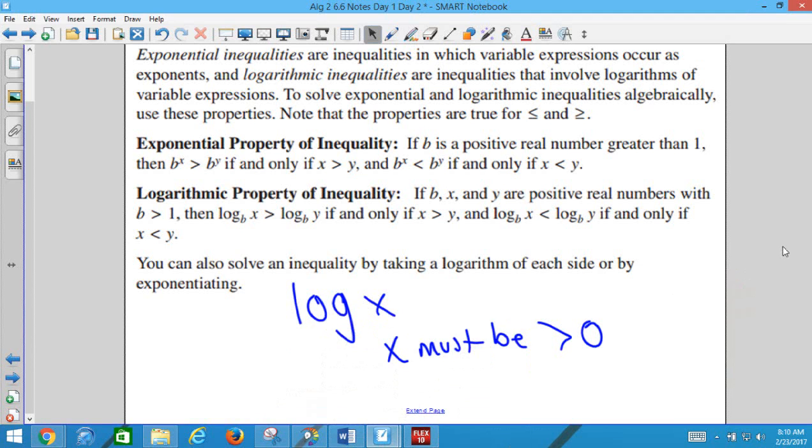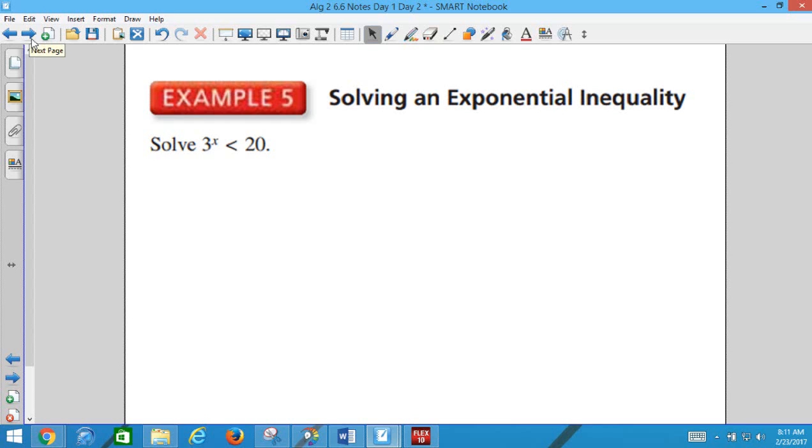Okay, so the biggest thing that we need to remember is that if you have log of a number, that number has to be greater than 0. So we're going to solve this exponential inequality. We're going to solve it just like we were solving the regular equations. You got to get x by itself.